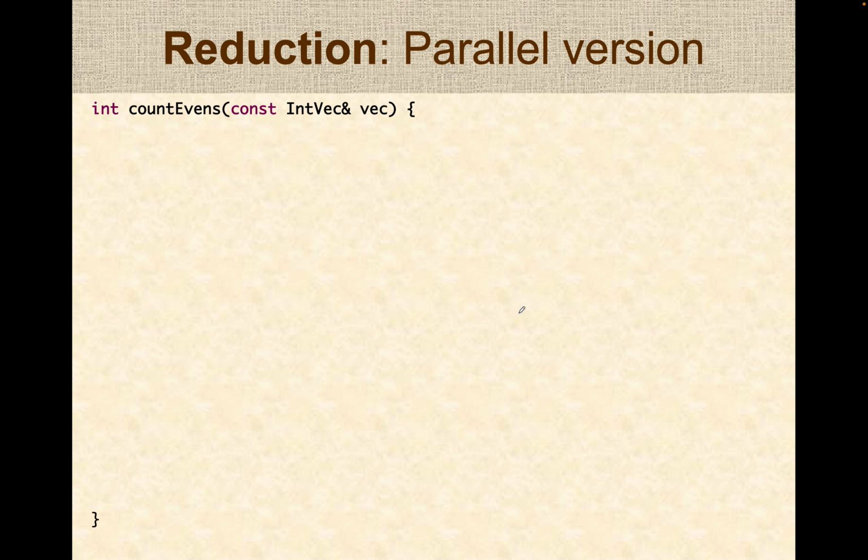Let's look at how to implement that picture into code. So we're going to create a method. Here we're going to make an assumption about the number of threads.